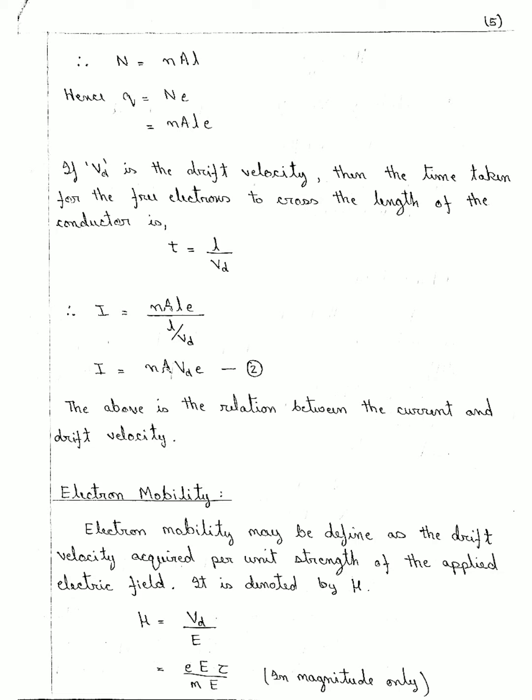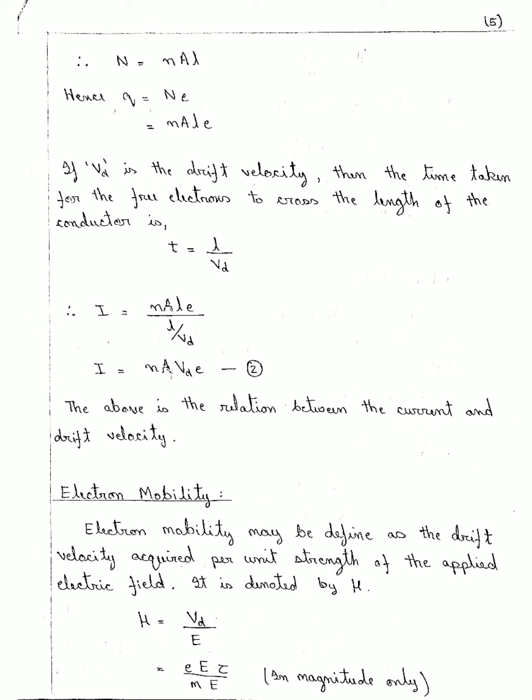We shall use this relation to derive or to prove Ohm's law. So remember, keep this in mind. I is equal to nAVde. n is the electron density, not the number of electrons in the conductor. A is the area of cross-section of the conductor. Vd is the drift velocity, and e is the elementary charge.